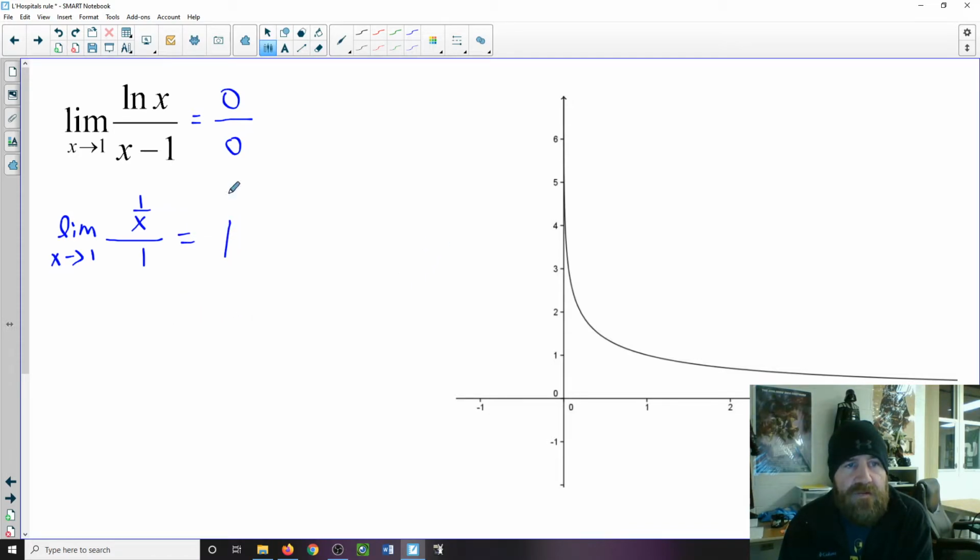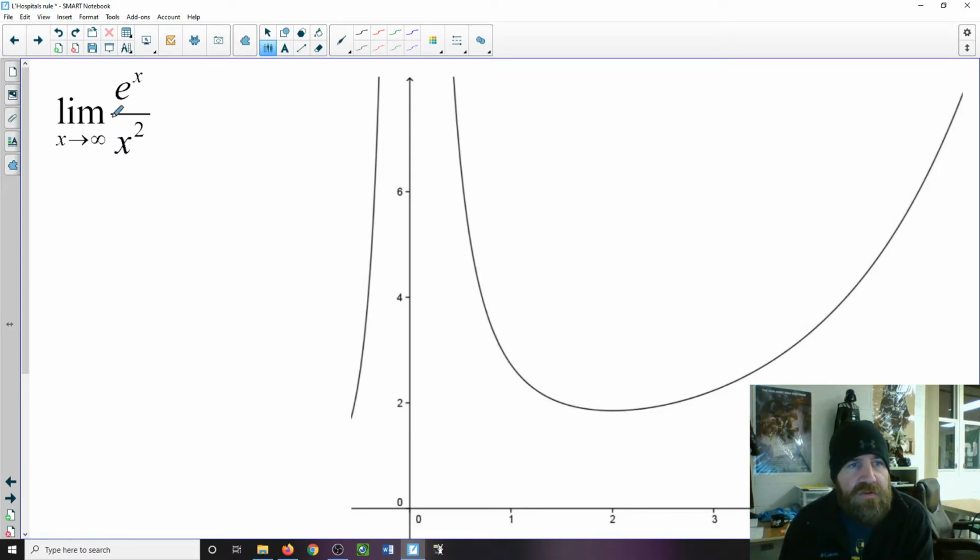If we were to graph this original function on a calculator, this is what we would get. And as x approaches 1, we have this spot right here. So the y value that we're approaching is 1. We can tell it from a graph sometimes, but we need to prove it using L'Hopital's rule.